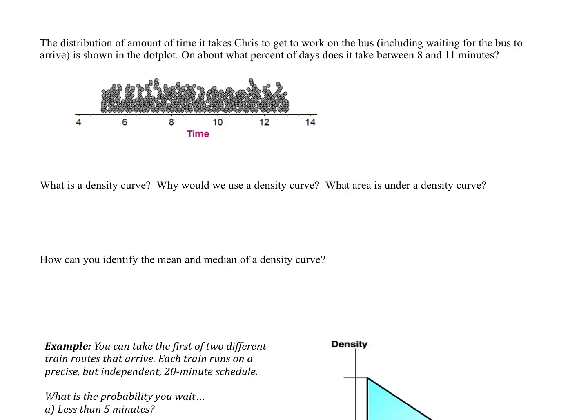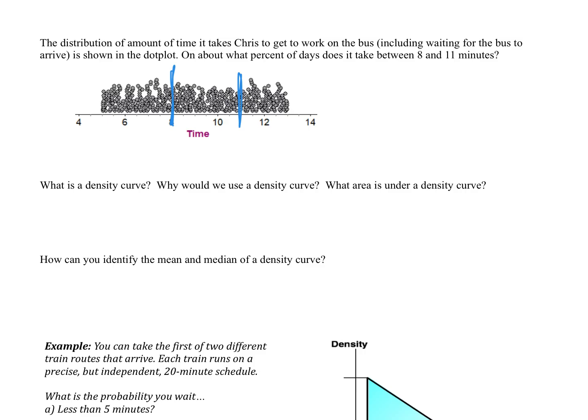Okay, last thing. The distribution of the amount of time it takes Chris to get to work on the bus, including waiting for the bus to arrive, is shown on the dot plot. On about what percent of days does it take between 8 and 11 minutes? Okay, so if we look at this dot plot, 8 is here, 11 is here. Do you think I intend for you to count all of the dots between 8 and 11?